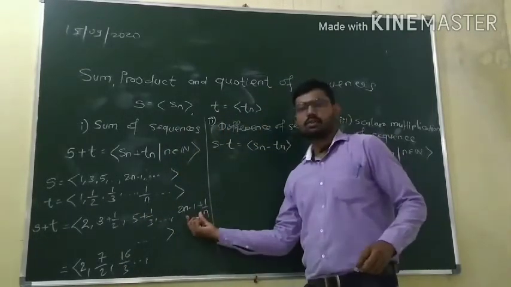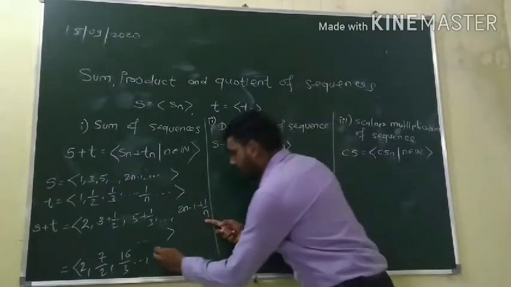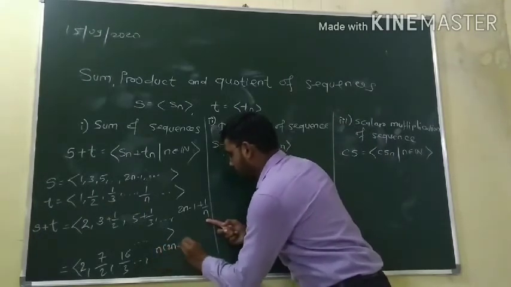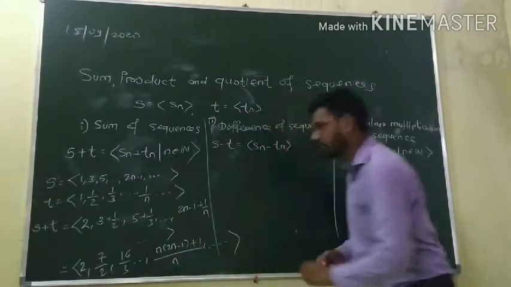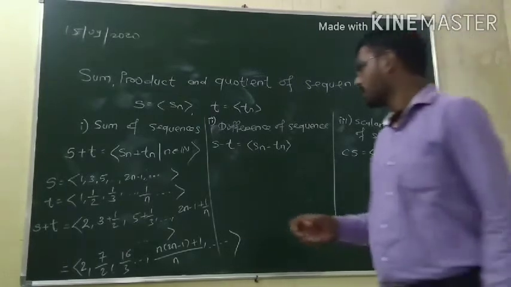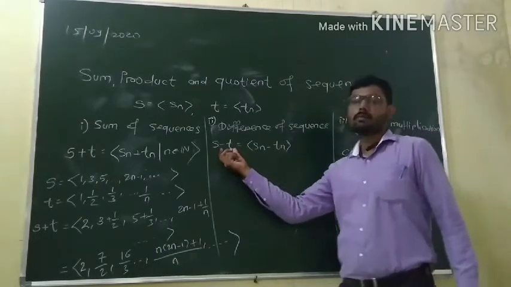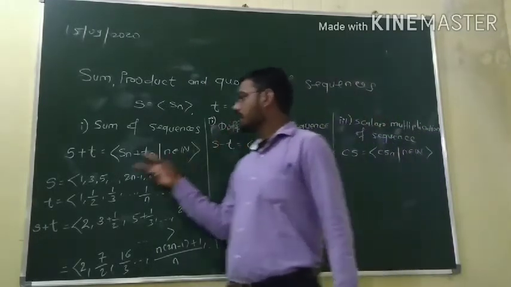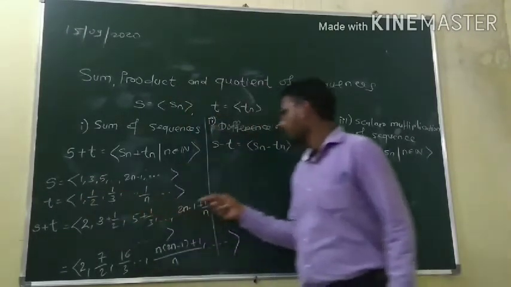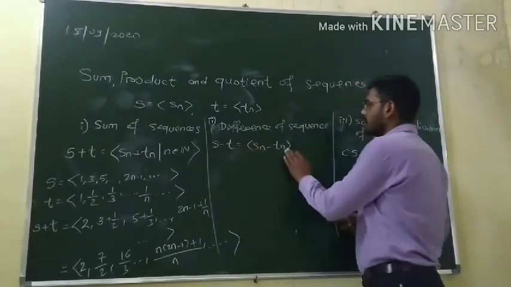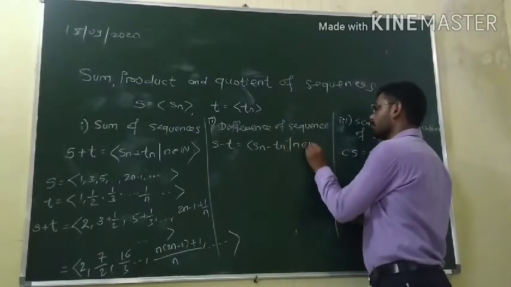Similarly, we add the n-th term of S and the n-th term of T. This becomes 2n minus 1 plus 1/n, and so on. This is S plus T. Now similarly, S minus T is the subtraction of two sequences. Just subtract each component. So the first element of S minus the first element of T becomes the first element of S minus T. It is defined as Sn minus Tn such that n belongs to the natural numbers.